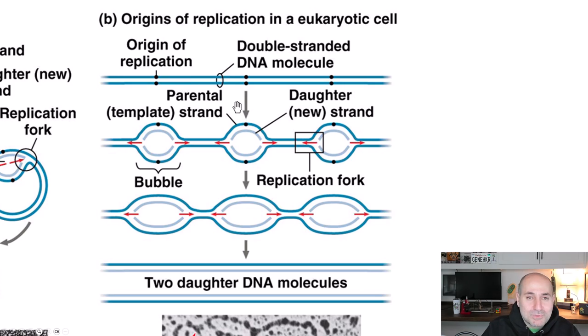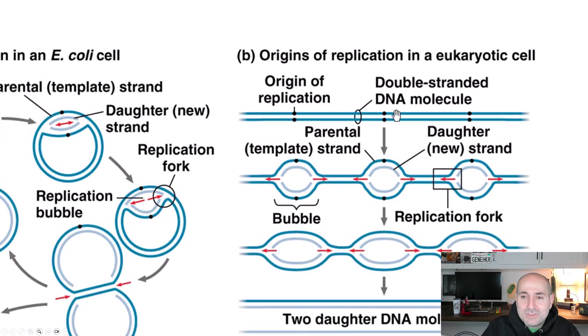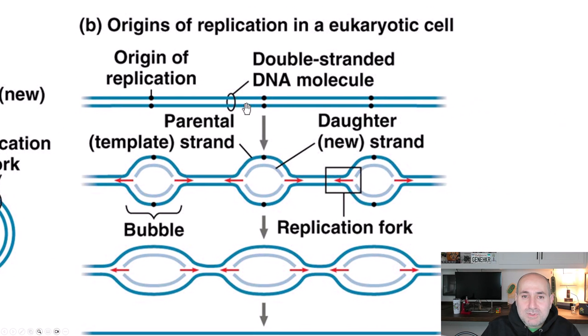So instead of one origin of replication, take a look here. Instead of one origin of replication, we have several origins of replication. And this would just be in a zoomed in region of a chromosome. A real chromosome would have hundreds or thousands of these origins. And notice that at each of these origins of replication, you unzip the DNA, and each time you unzip the DNA, that forms a replication bubble, right? One of these bubbles. And then the DNA is copied in both directions. And so here's a fork. Here's a fork. Each bubble has a fork proceeding in both directions.